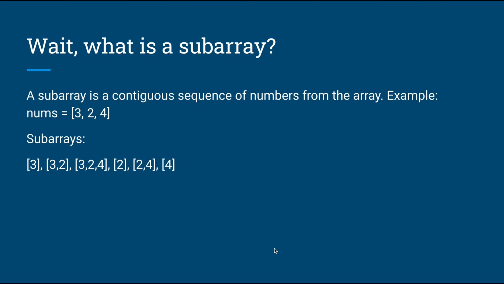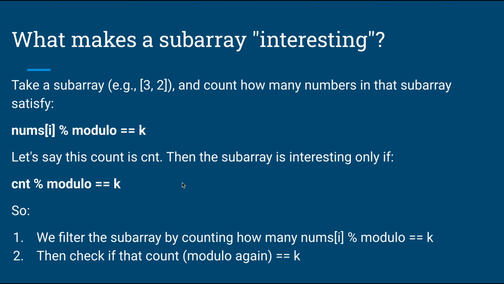Before looking at the example, let's first understand what a subarray is. A subarray is a contiguous sequence of numbers from the array. For example, if this is the array 3, 2, 4, the subarrays can be 3; 3, 2; 3, 2, 4; 2; 2, 4; and 4. So these are called subarrays.